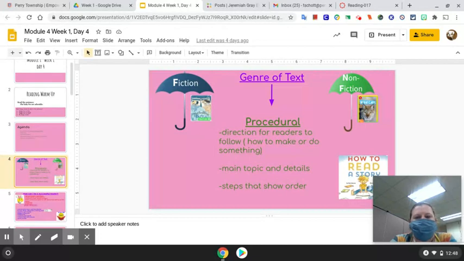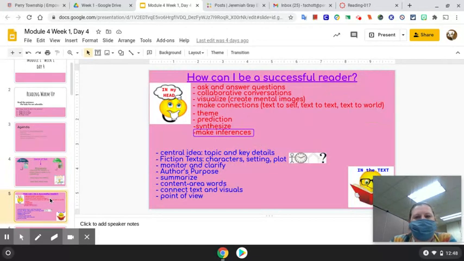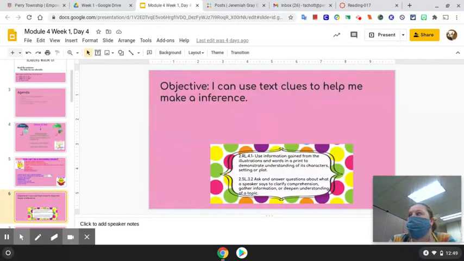This gives directions for the reader to follow. So we know in how to read a story, there are steps. There's a main topic in detail and steps that show a specific order. Here are all the ways you can be a successful reader. Today we're really looking at making inferences, and this is something you do in your head. You make inferences, and we'll talk about what that means.